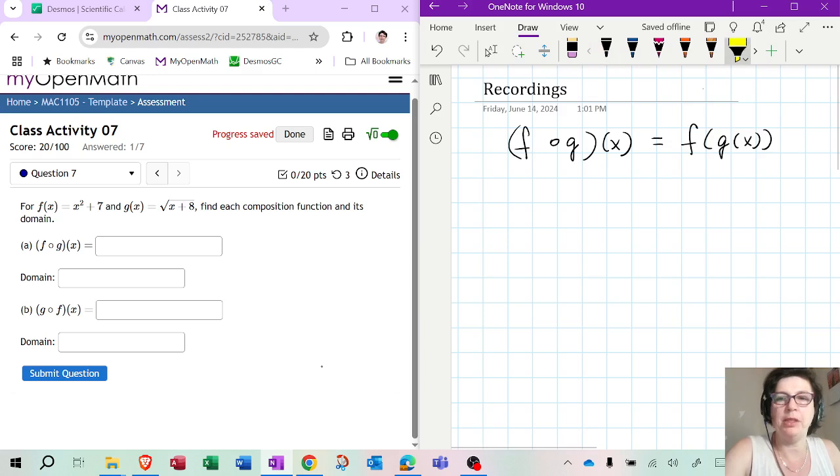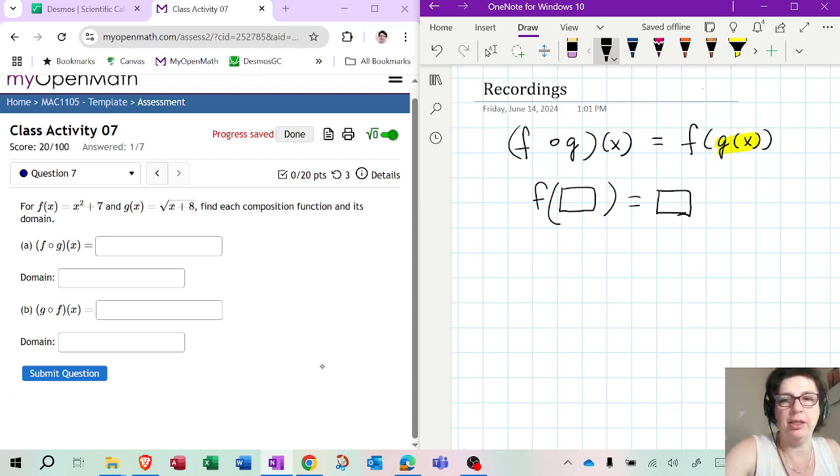Remember, start at the inside. So we're going to start at g of x and plug it into f. So the f machine takes something, so draw a box, and what it does, it takes it, squares it, and then adds 7 to it. So we need to take the g of x and plug it into the box. We're going to compute f of g of x.